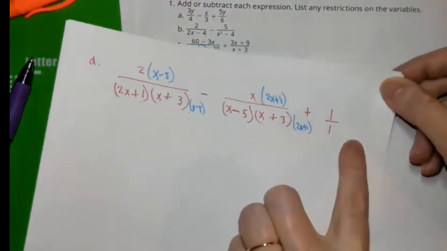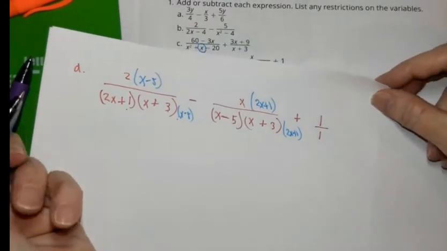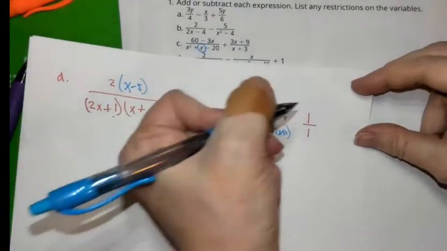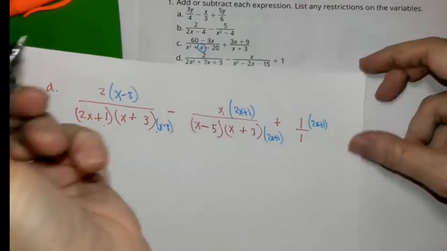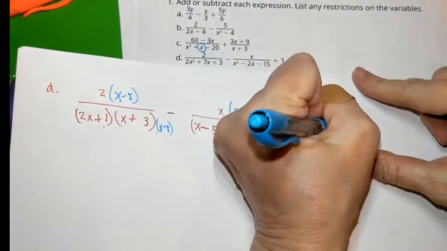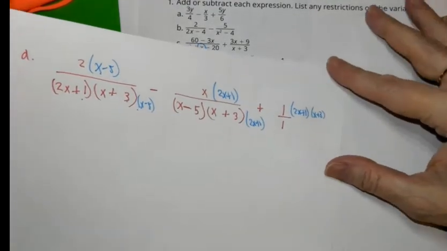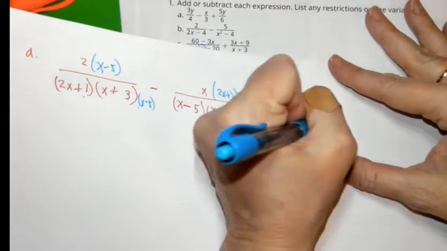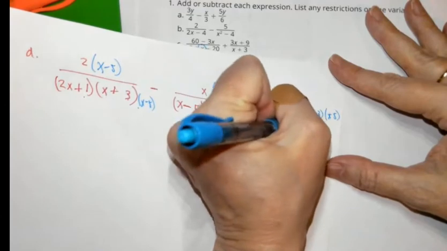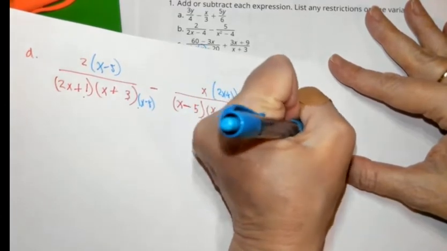And then for the 1, you need all of that. You need 2x plus 1, x plus 3, and x minus 5. So I'm just going to try to squeeze them in here: 2x plus 1, x plus 3, and x minus 5, in any order, really. All right, so both numerator and denominator need that.